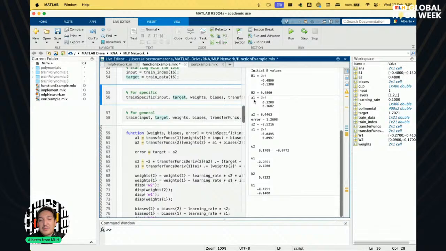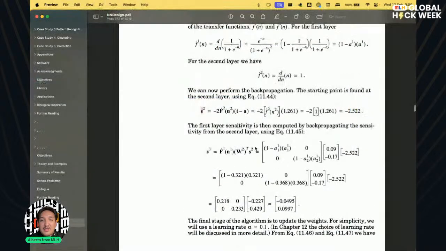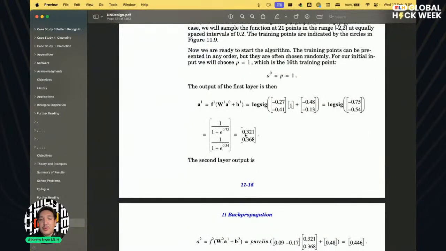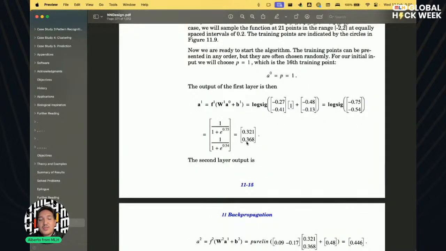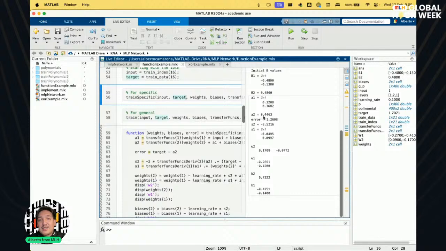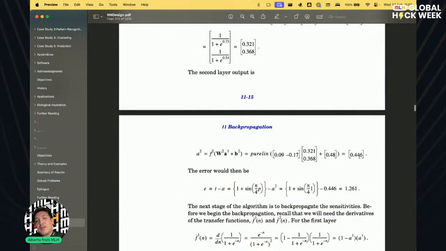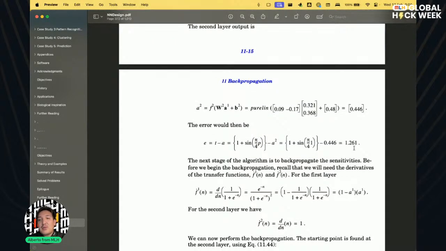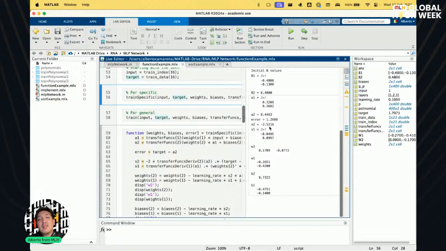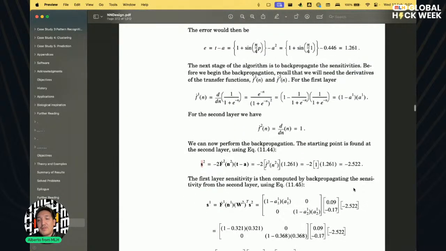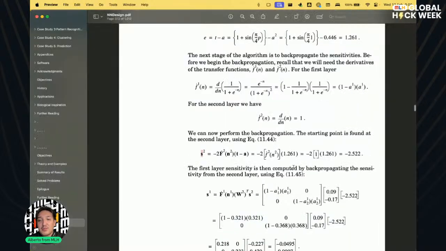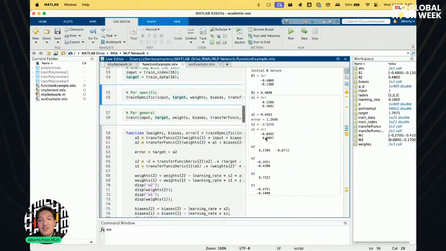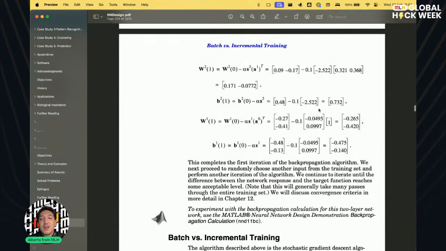And now the expected outputs of A1 and A2 are the same as the ones in the book: 0.321, 0.368, 0.446. The error is 1.26. The sensitivity value is -2.52, again rounded. The sensitivity of layer 1 is -0.0495, and you see the same. And when we update the weights and the biases, we still get the same results as the book.